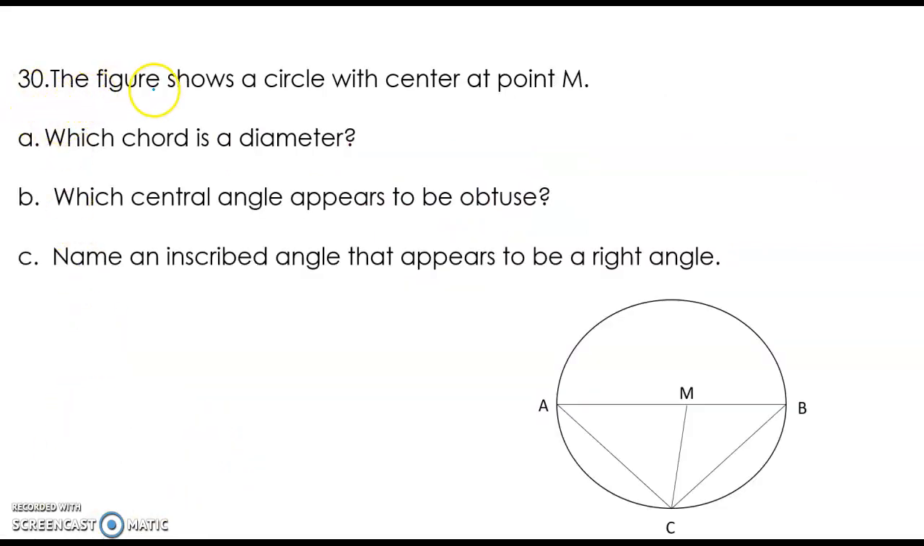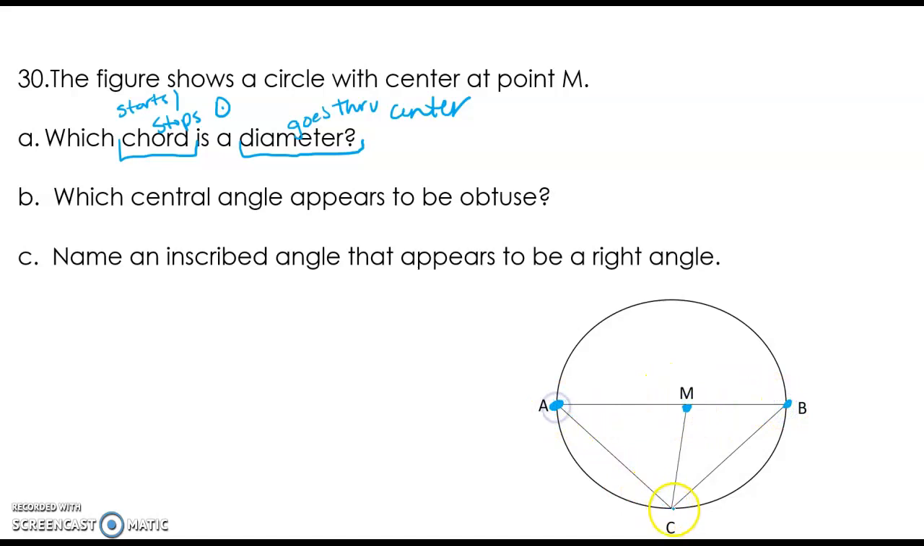All right, number 30. The figure shows a circle with center point M, right here. Which chord is the diameter? Ooh. So a chord is something that starts and stops on the circle. Diameter goes through the center. So I need something that starts on the circle and stops on the circle and goes through the center.